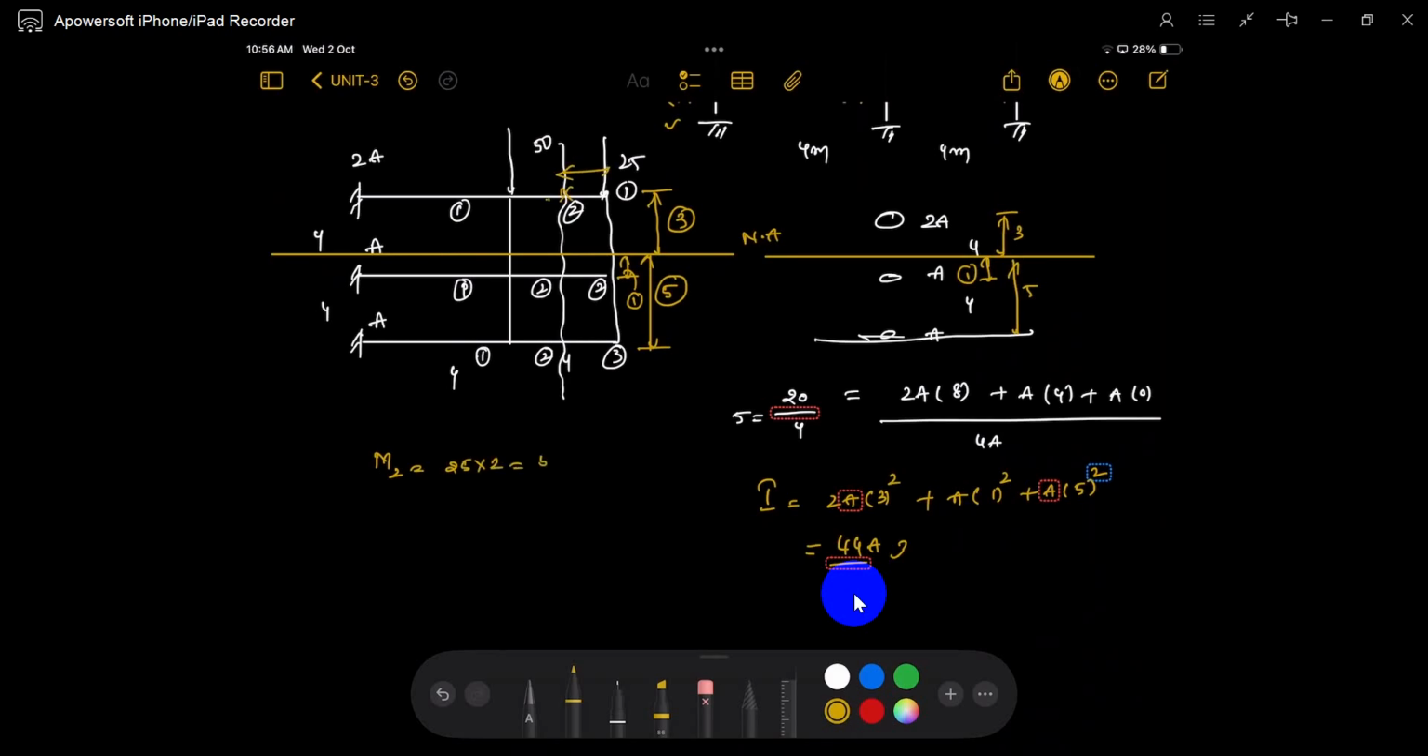25 into 2, 50. Story moment 1, first story at center. You can take it as a center. What is this value? 25 multiplied by 6, 50 multiplied by 2. 100 plus 150 is 250 kilonewton meter. This is the story moment.